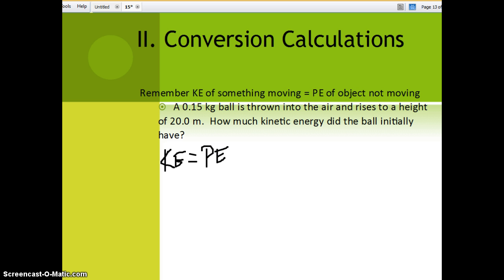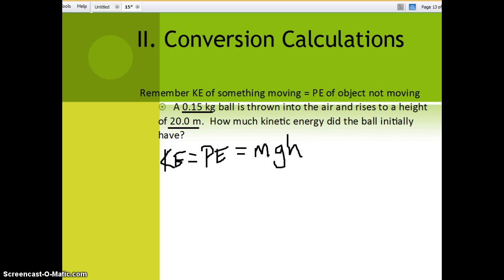So in this problem, you need to figure out which one can we solve for, the kinetic energy or the potential energy. So in this problem, we have the mass and we have a height. If we have a height, that means we can solve for potential energy. So we're going to solve using the potential energy equation.